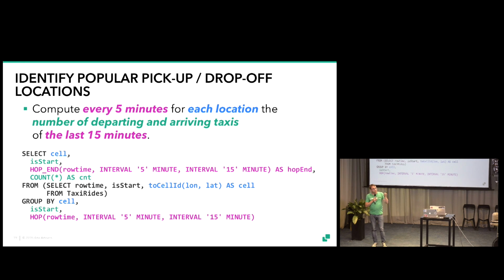We want to group every 5 minutes for the last 15 minutes. This is known as a hopping window. You see the hop window clause at the bottom, where it says row time, which is the time attribute of each row. We say interval 5 minutes, which means every 5 minutes we want to group the data of the last 15 minutes. And in the end, the aggregation is simply a count star. So this is a very common and simple aggregation query.